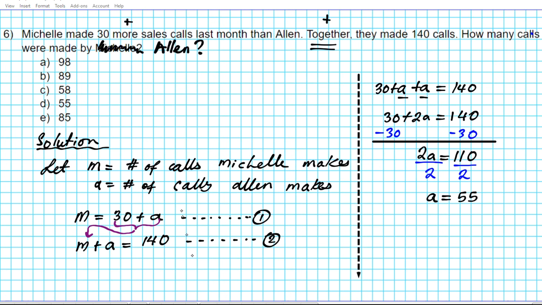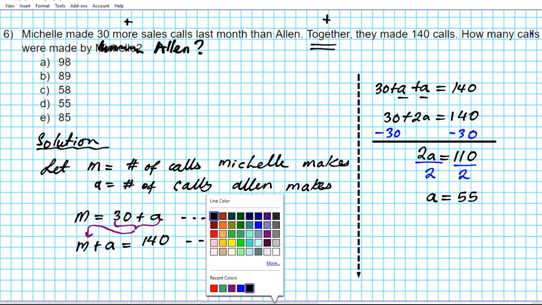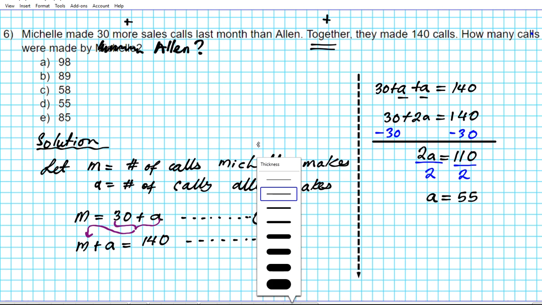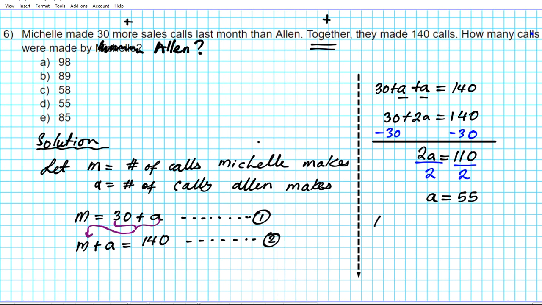Okay, so real quick correction, there's a typo in the problem. We're looking for the number of calls that Alan made. A is equal to 55, so the number of calls made by Alan is 55. If we want to find the number of calls Michelle made, all we'll simply do is subtract 55 from 140, and that will give us the number of calls made by Michelle. But for this problem, let's just figure out the number of calls made by Alan, and it is 55.